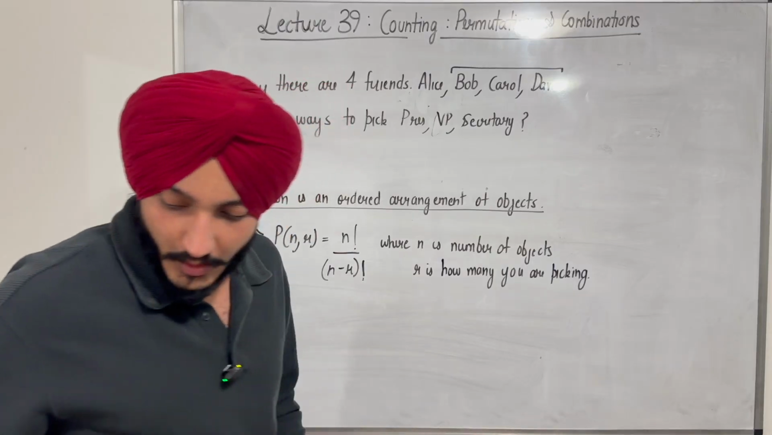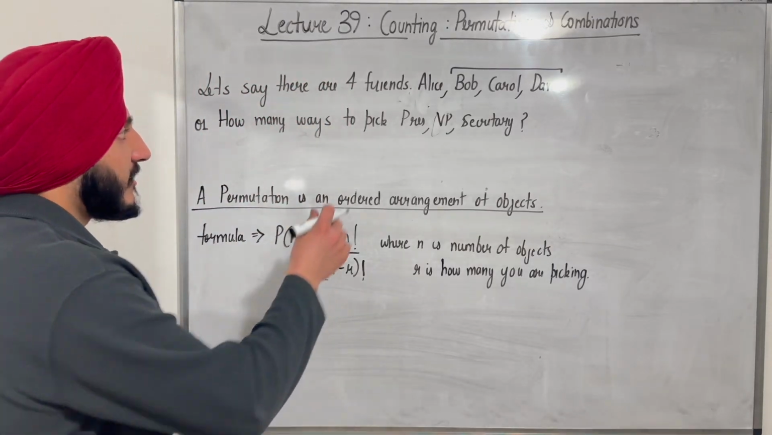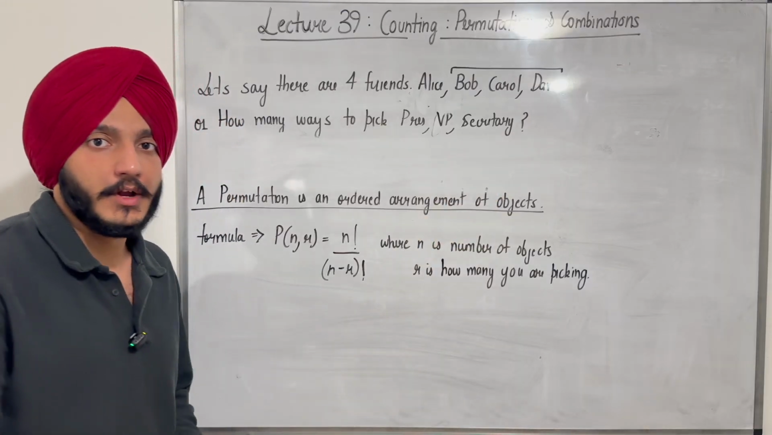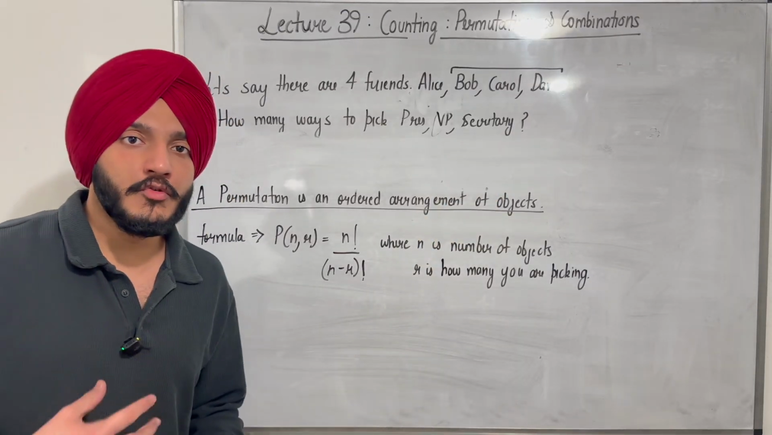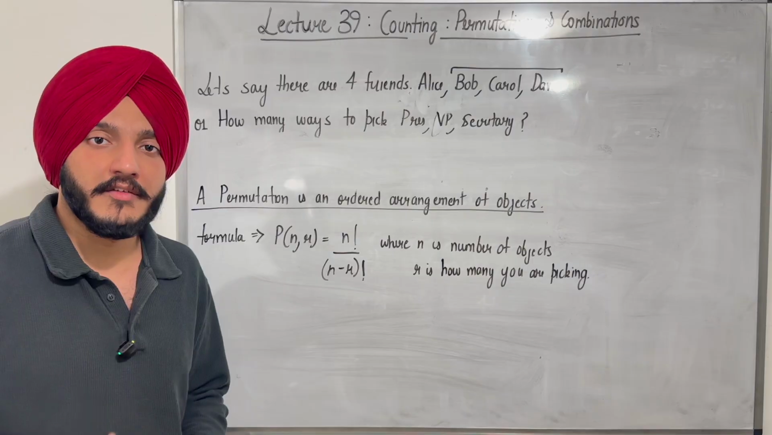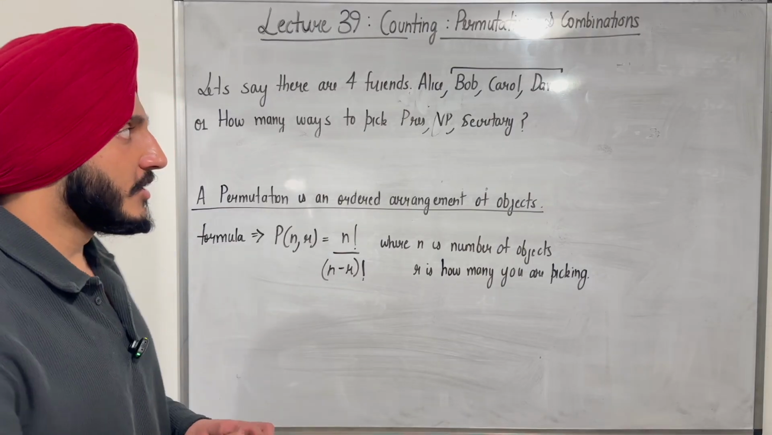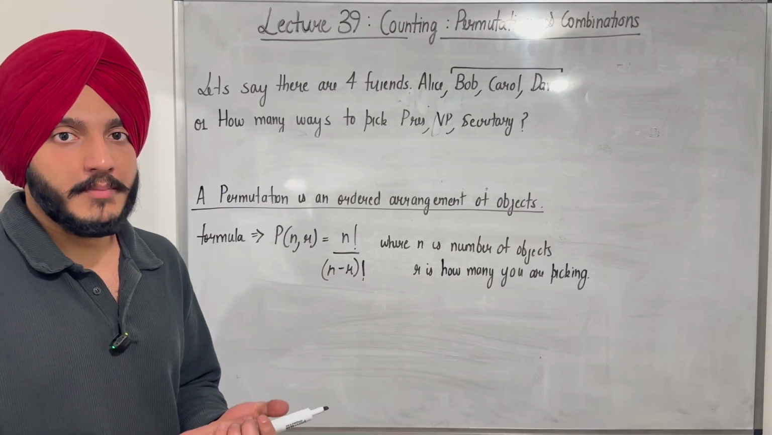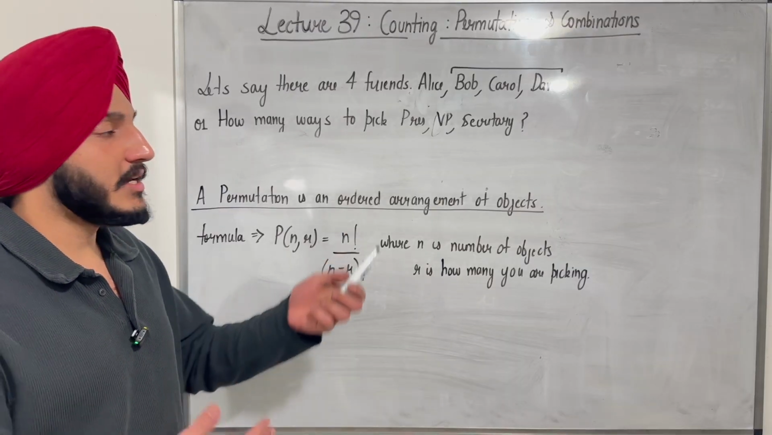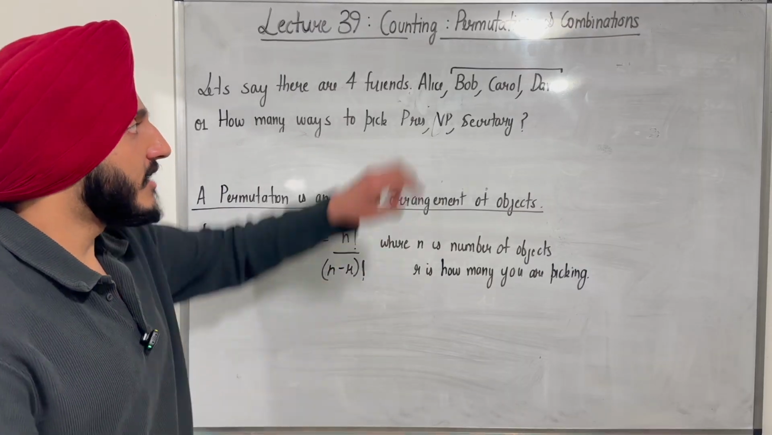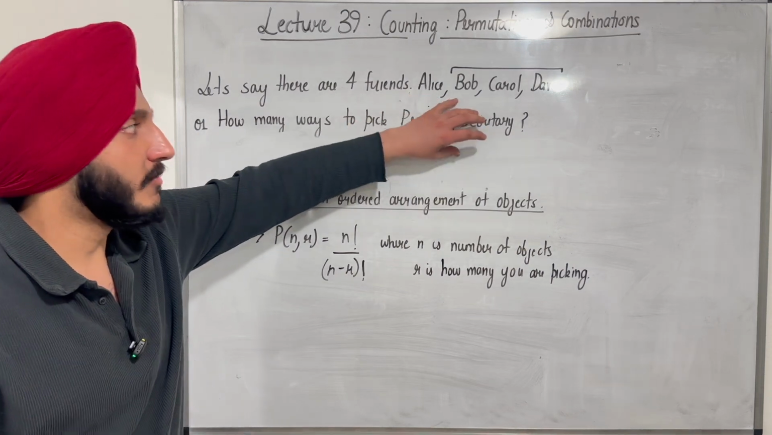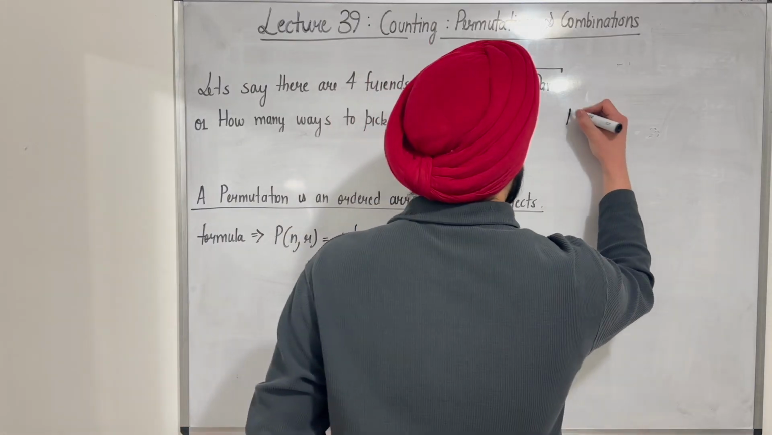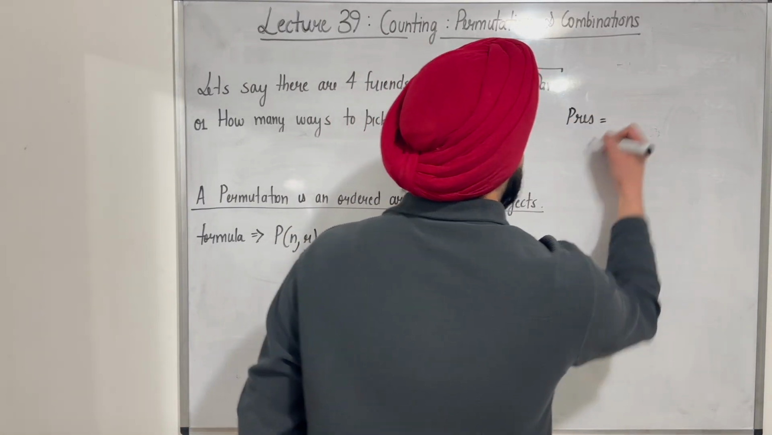Okay. You have 4 friends, and it's asking us how many ways there are to pick a president, VP, and a secretary, right? Let's say I'm picking the president. I need to find out how many different possibilities there are. The idea is that one person can't be in two positions. So I can't have Alice be the president and the VP for this question. Let's just consider that.